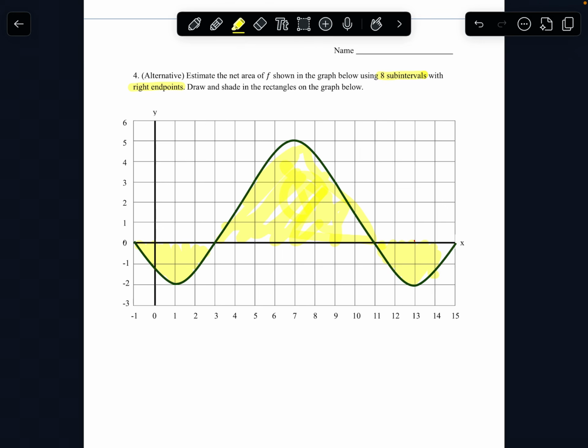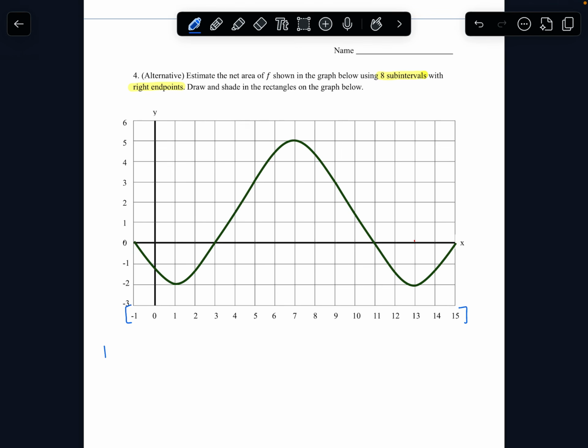Okay, we're trying to estimate the area without using any calculus. There's no calculus being done in this problem. Okay, so that's good news. So why is this information that we were given important? So 8 subintervals. That means I want to break my interval -1 to 15 into 8 different intervals.